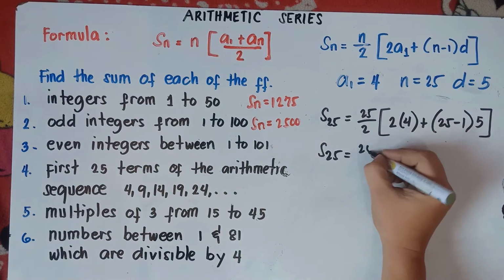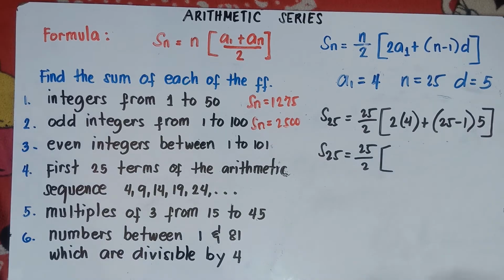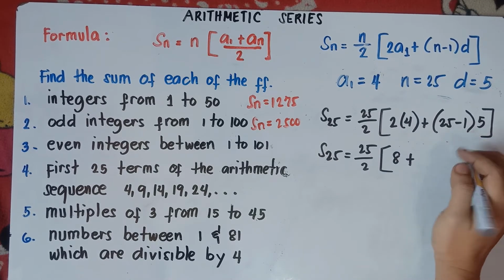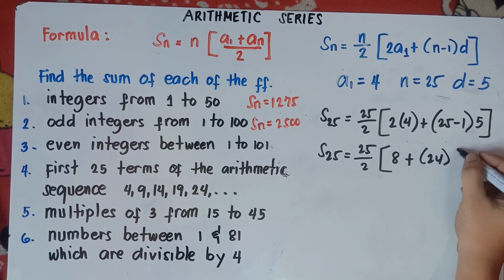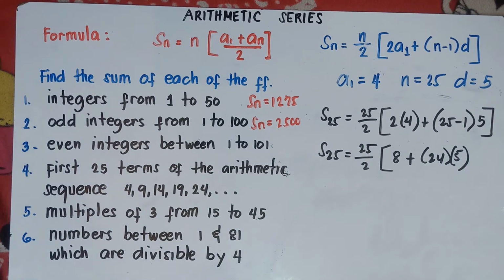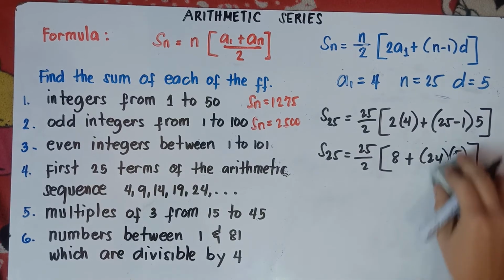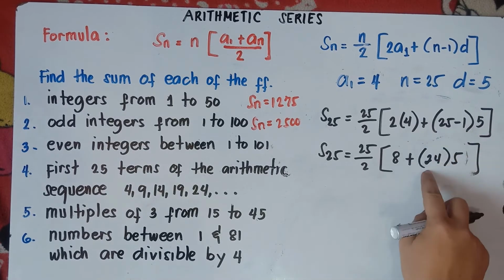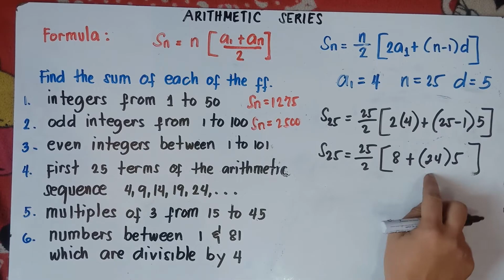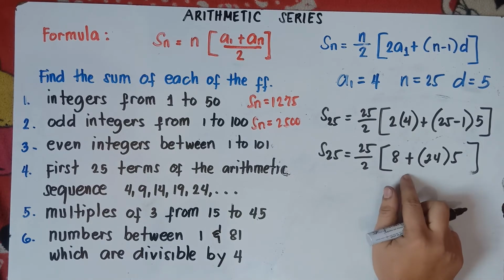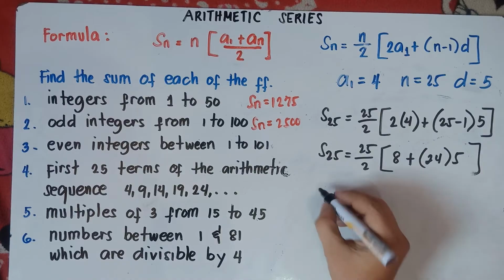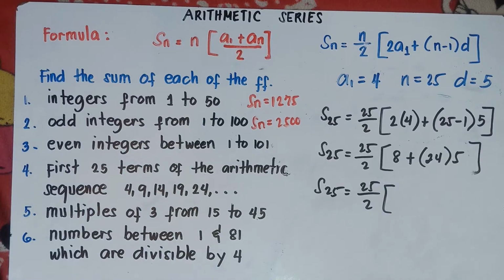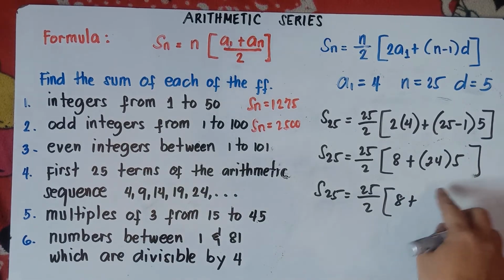So 25 divided by 2 multiplied by 4 times 2, which is 8, plus 25 minus 1, that's 24, times 5. Okay, so 24 times 5, bracket. We still have the 5, so do not add this one. Multiplication comes first before addition. So multiply this one first before adding 8. So this will be S sub 25 equals 25 over 2. So copy 8 plus 24 times 5.